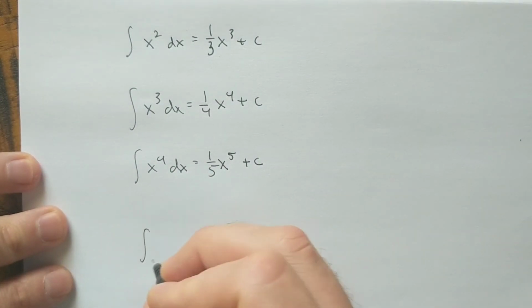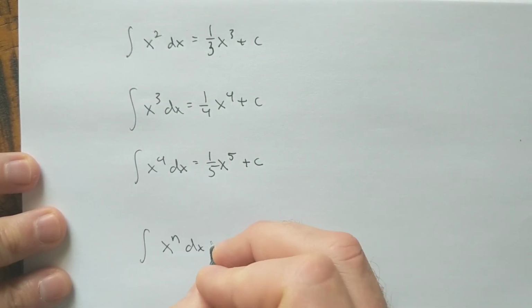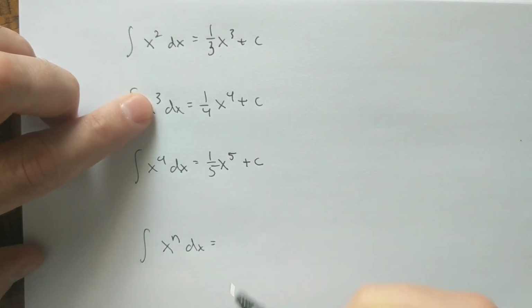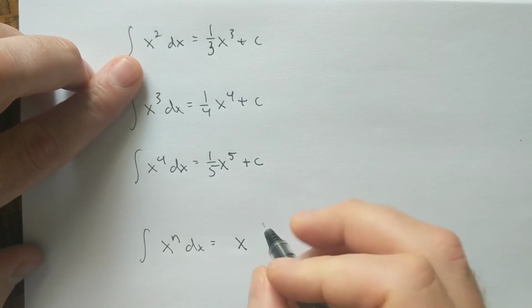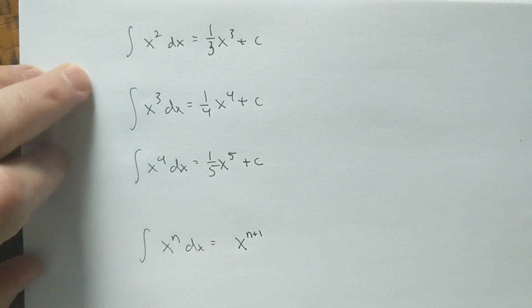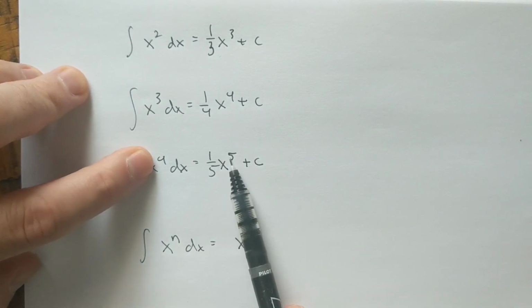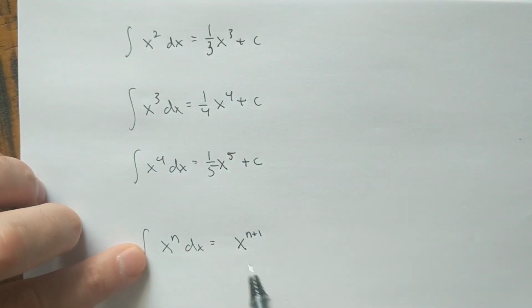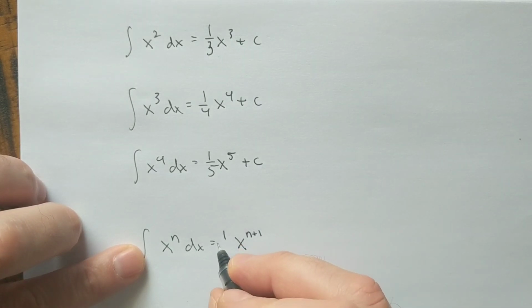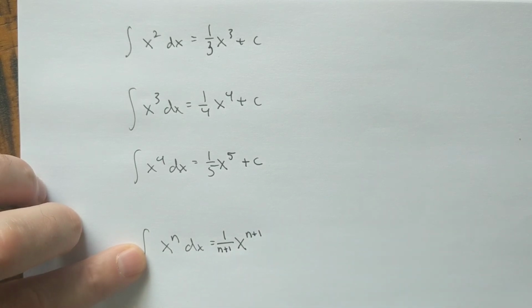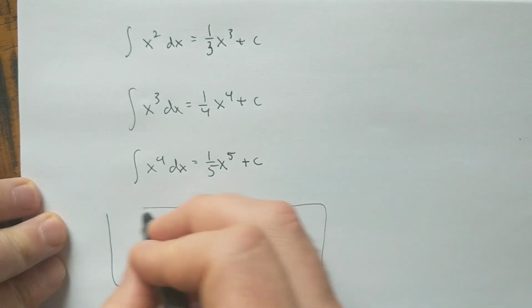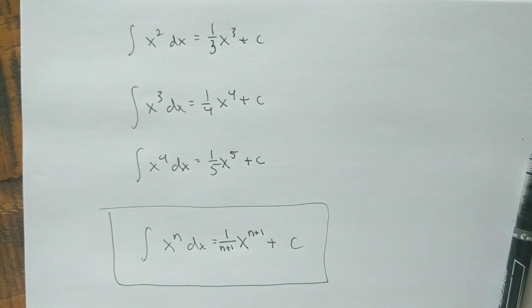Okay, so then what's the general rule here? I have x to the n. So what do I seem to be doing? Each time I'm adding 1 to my exponent, so my new exponent is going to be n plus 1, right? So whatever this is, plus 1: 3 plus 1, 2 plus 1, 4 plus 1. And then my new coefficient is just going to be 1 over that new exponent. So my new exponent is n plus 1, and I just do 1 over it. And so this ends up being our power rule for antiderivatives.